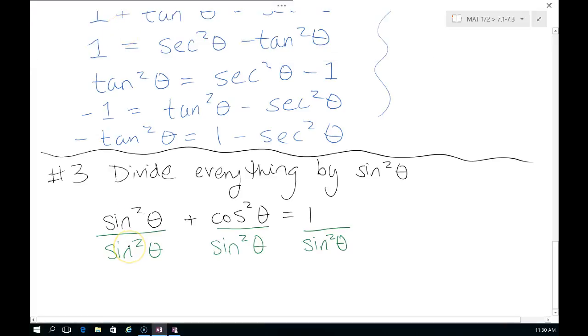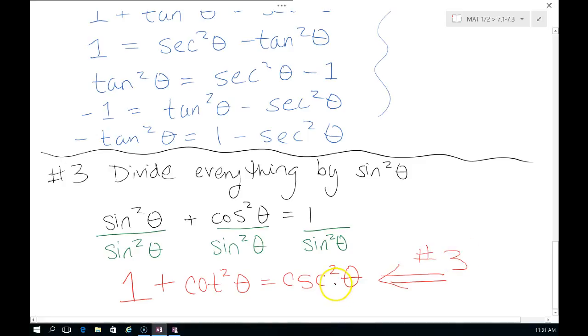So sine squared over sine squared, that's just algebra, top and bottom match. I get 1. Cosine over sine, that's a quotient identity. Cosine over sine is equal to cotan. And then 1 over sine, that's a reciprocal identity. We could write that simpler as cosecant. So 1 plus cotangent squared theta equals cosecant squared theta. This is Pythagorean identity number 3. And you don't need to memorize it. You can create it from the original just by dividing through by sine squared.